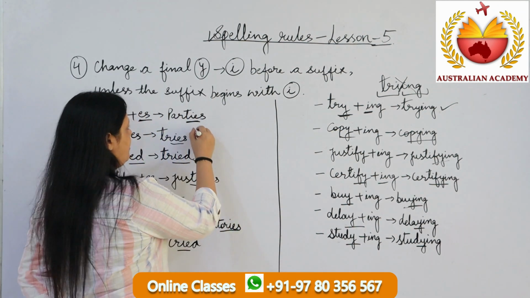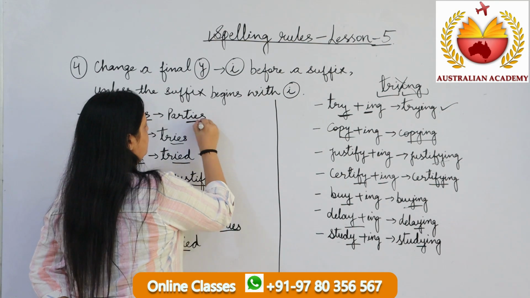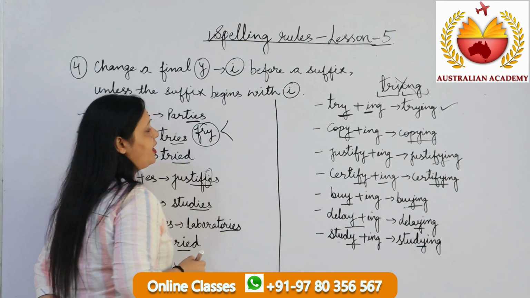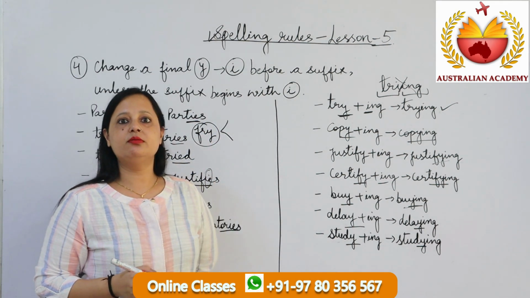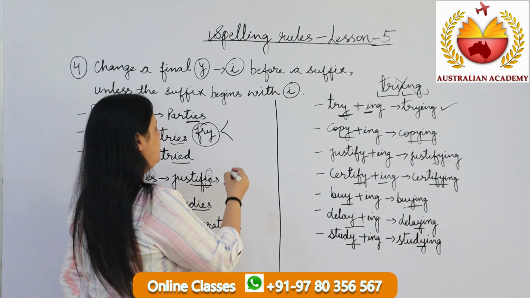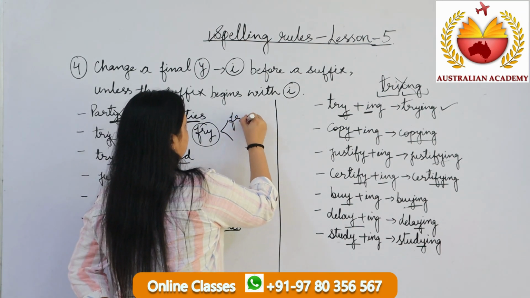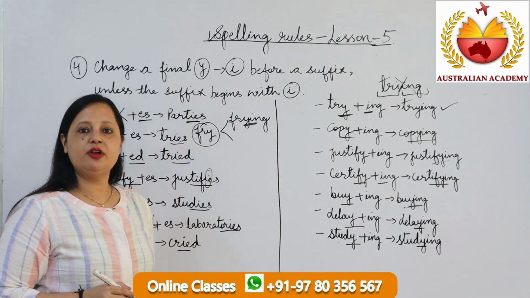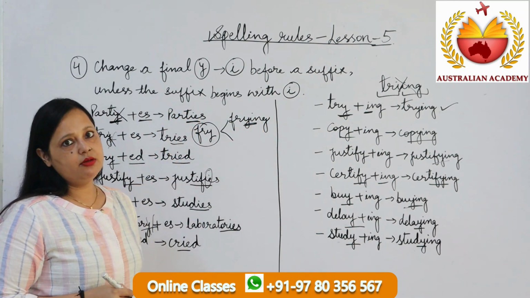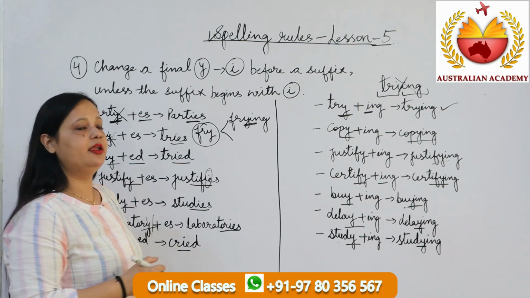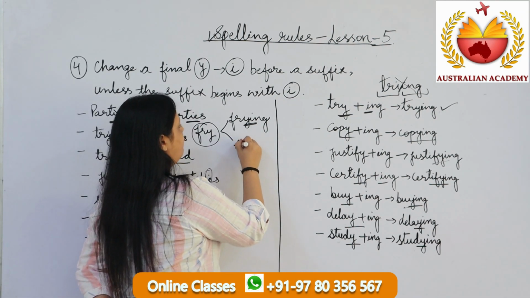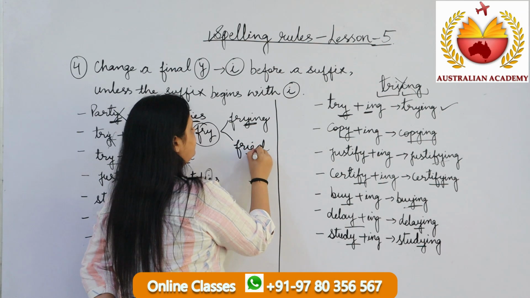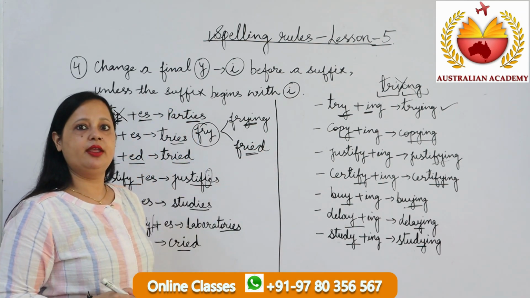Now we'll take another example. Fry. If I am going to add ing, it will become frying. So we will keep this y, we will not remove it. But at the same time, if I just want to add ed, how will I write it? Fried. I will remove this y.